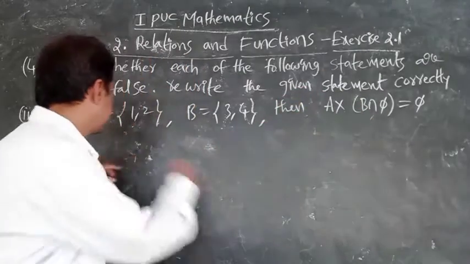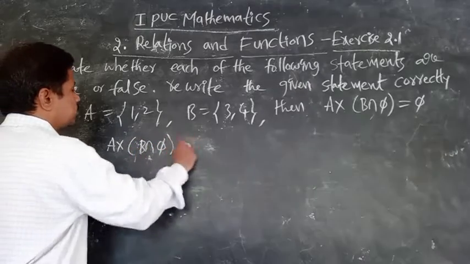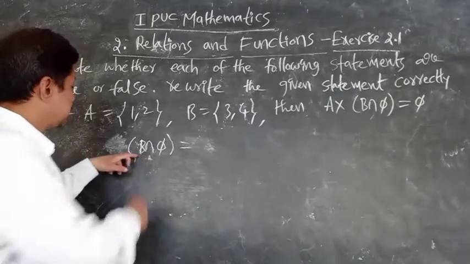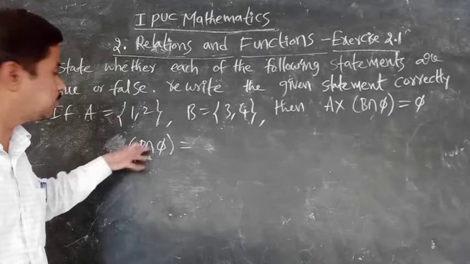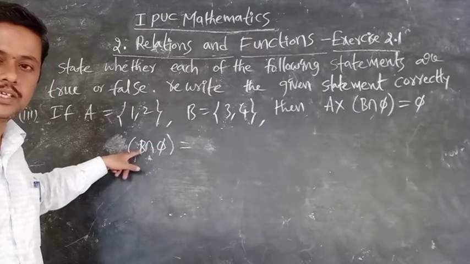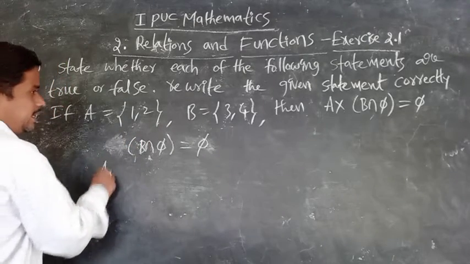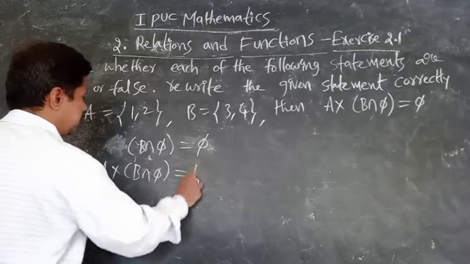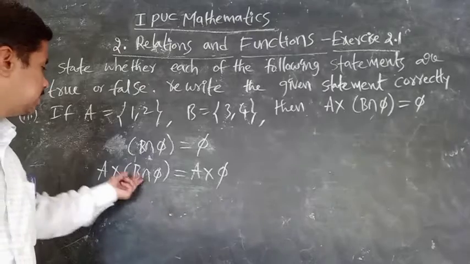So calculate. (A cross B) intersection phi is equal to what? First calculate B intersection phi. B intersection phi is nothing but what? Phi only. Why? Because phi is the null set, B is another set, and the intersection with the smallest set gives the answer, so this is phi. Next, A cross B intersection phi is equal to A cross phi.